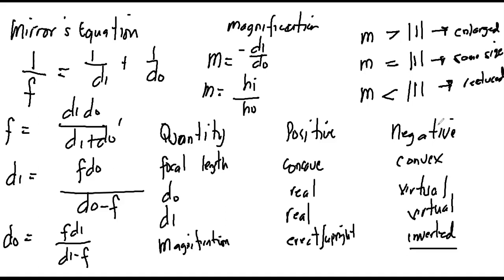Now, the distance of the object, if it is positive, it is a real object. If it is negative, that is a virtual object. For the distance of the image, if it is positive, the image is a real image. And if it is negative, the image is a virtual image. In the magnification, if it is positive, that is erect or upright. And if the magnification is negative, that will be inverted.